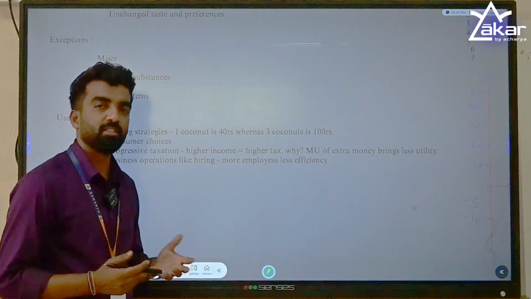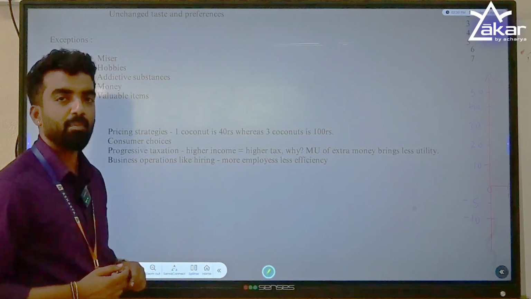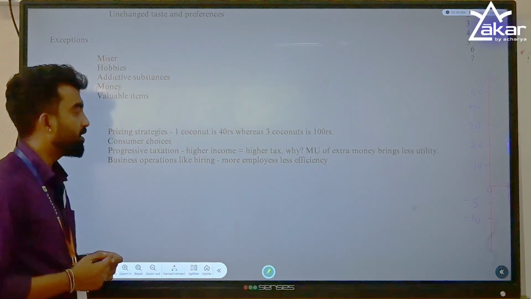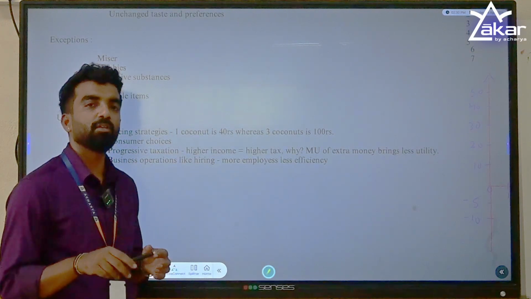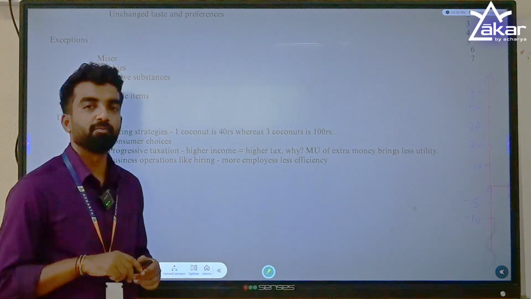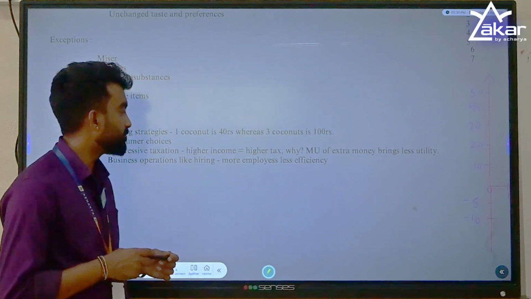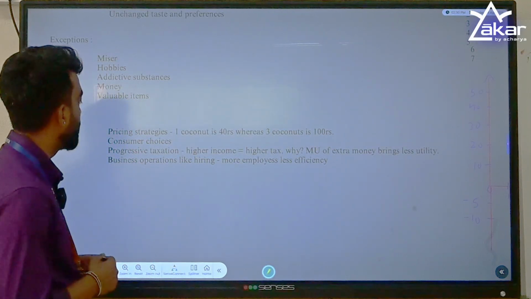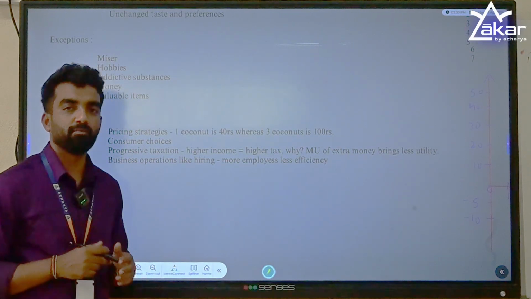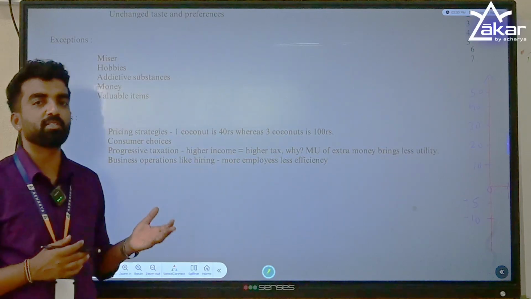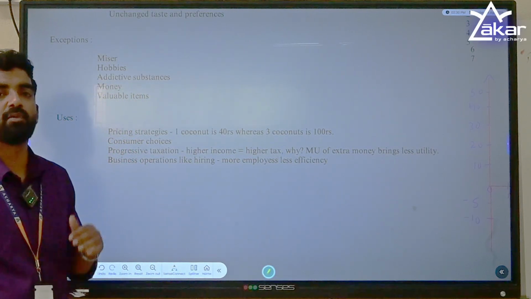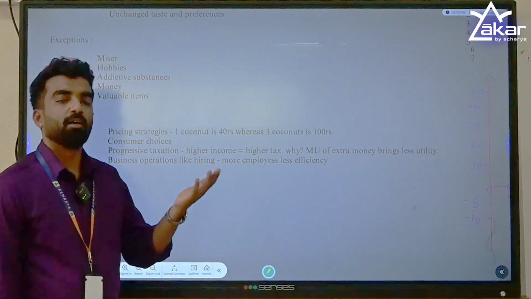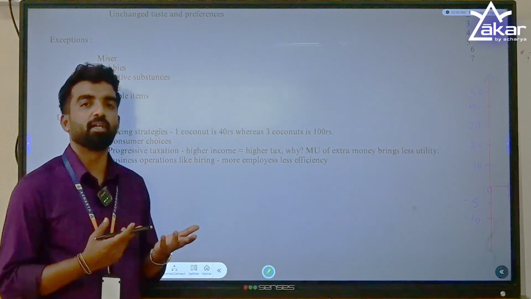And the second one is consumer choices. The same example applies for that. You choose, you purchase any commodities based on how much satisfaction you derive from that commodity. And progressive taxation. We have different types of taxation. One is progressive, second is regressive, third is proportional. Progressive means as your income increases, the tax will also increase.